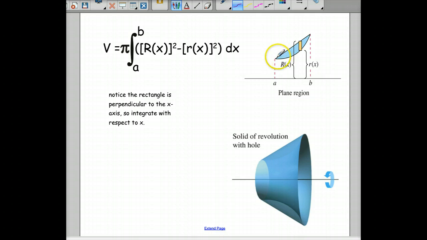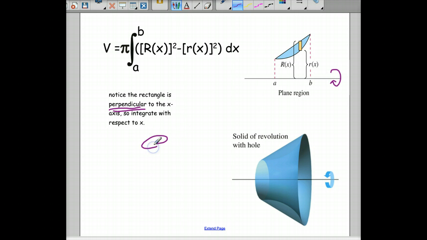So for example, if we have this region with a straight line here and a curved line here, this outer radius, we're going to rotate around here. So the farthest distance away from the axis of revolution is that first function, and the closest distance here is the second function that's going to be squared. Notice that that rectangle is always perpendicular to your axis of revolution. So you know you have to integrate with respect to x.